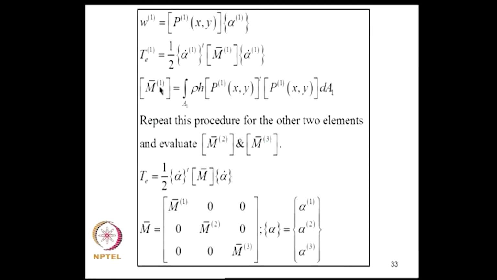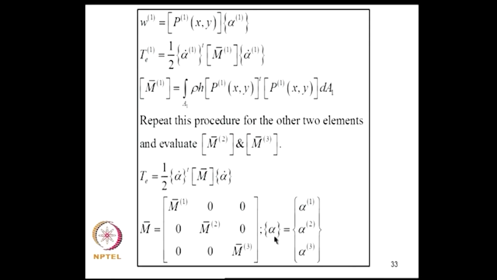Now, we can repeat this for the other 2 elements also in its own local coordinates. Each time I get a mass matrix, the bar indicates the mass matrix in its own local coordinates. Now, the element kinetic energy is given by this. This m bar I will simply assemble in this form. I will have to put constraints now. Before I do that, I am simply defining m bar in this manner.